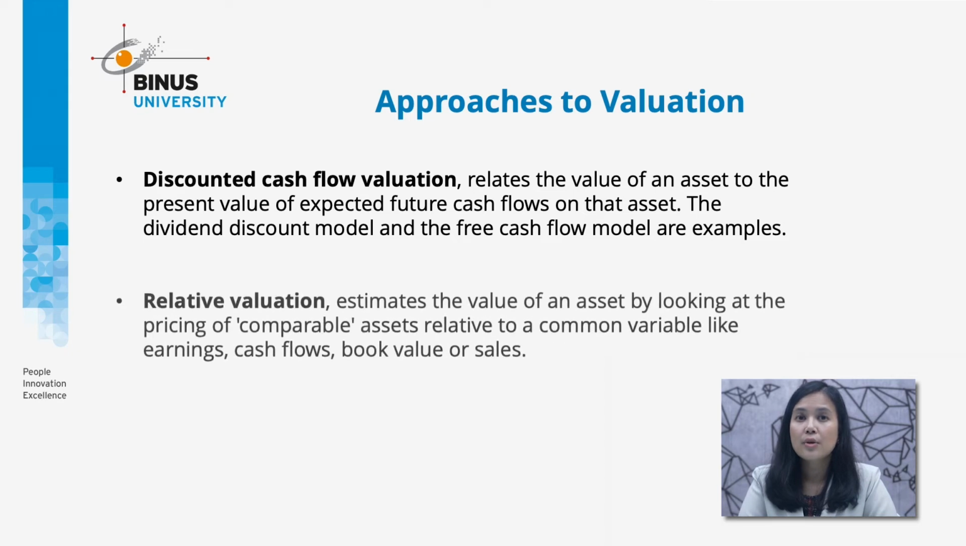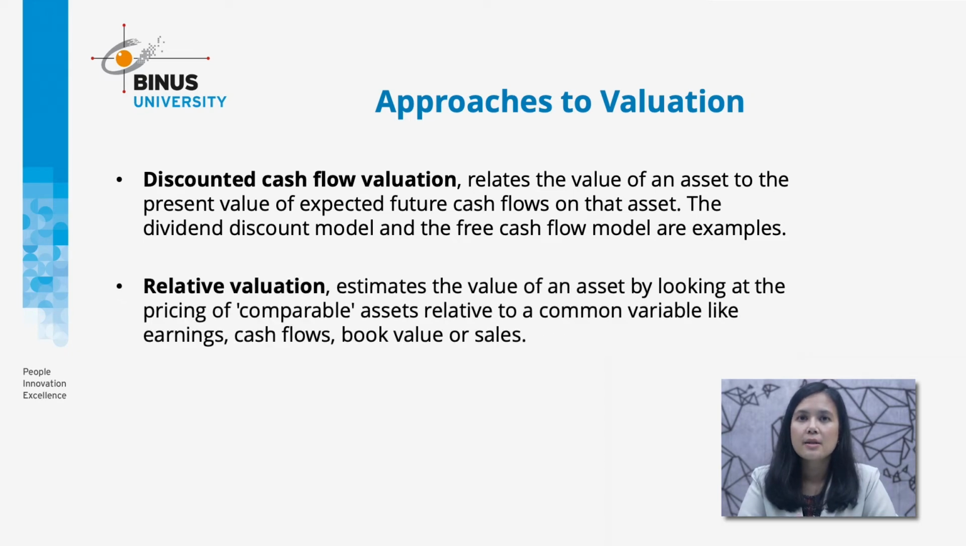The second approach is relative valuation. It estimates the value of an asset by looking at the pricing of comparable assets relative to a common variable like earnings, cash flow, book value, or sales. So, in discounted cash flow valuation, the objective is to find the value of an asset, given its cash flow, growth, and risk characteristics. In relative valuation, the objective is to value an asset based upon how similar assets are currently priced by the market.